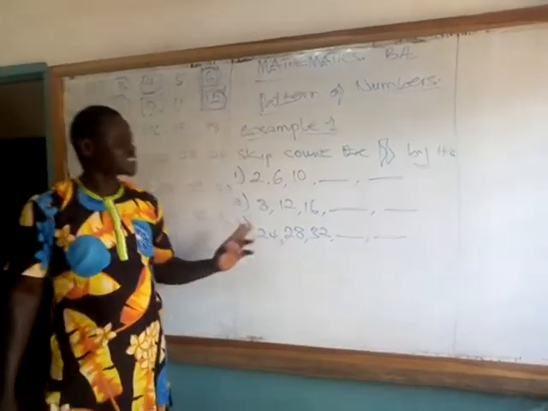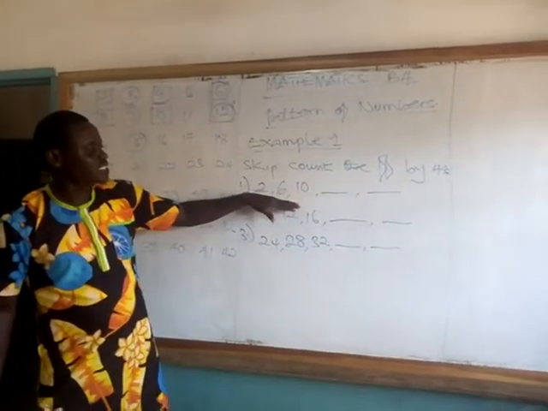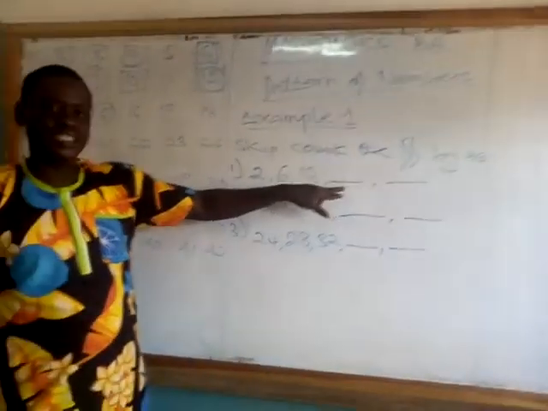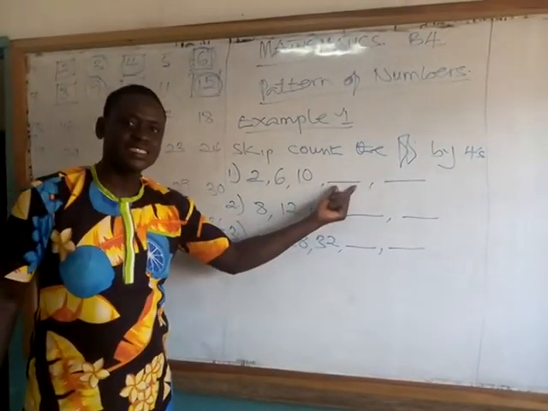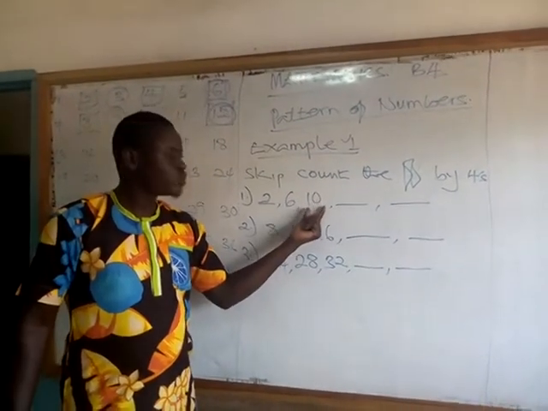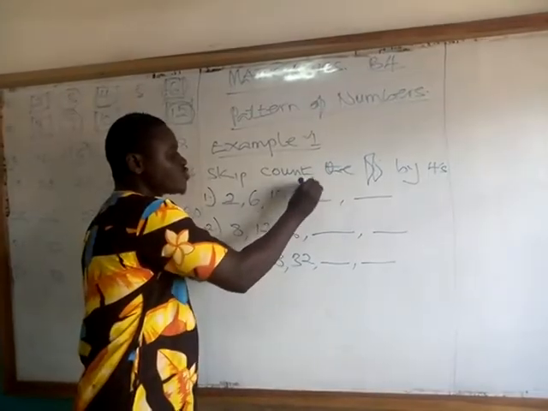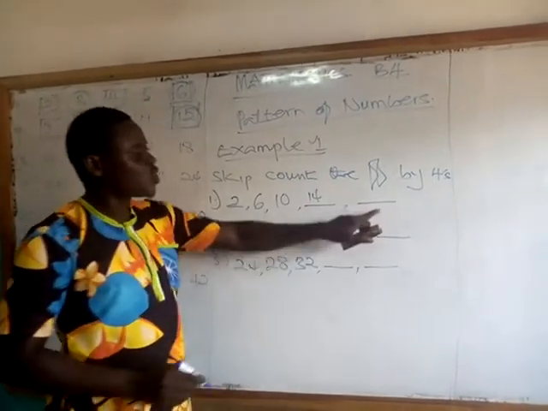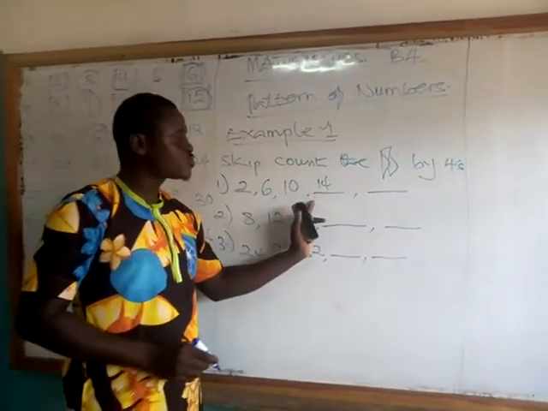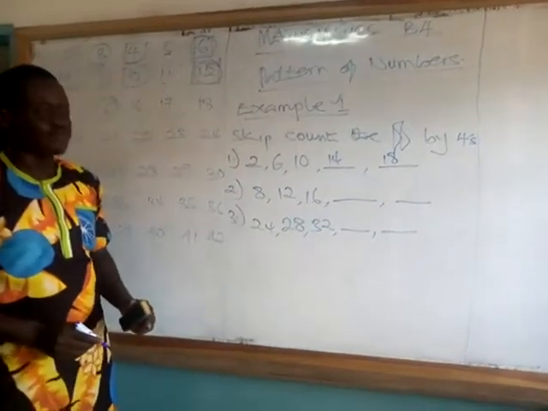What it means is that if you are skip counting by 4 using this particular pattern, in order to obtain the digit that will fit in this empty space, you will have to add 4 to the digit 10. So adding 4 to 10 will give you 14. To obtain the digit that will fit in the next empty box, you add 4 to 14 to give you 18. That is how we fill the empty spaces.